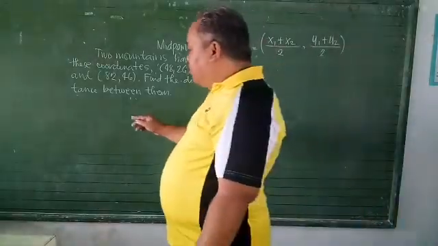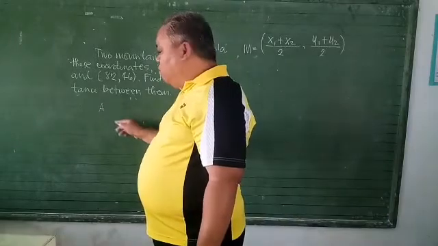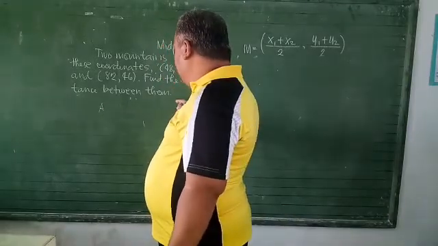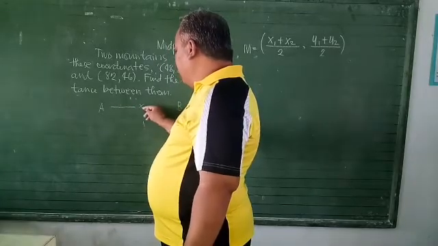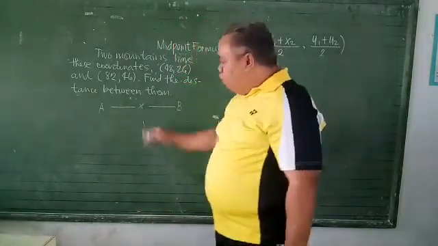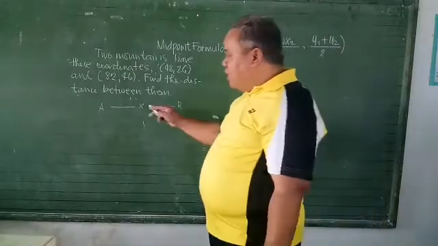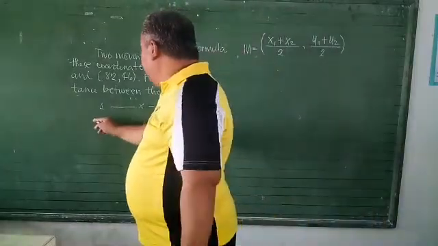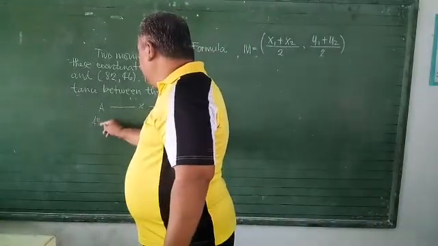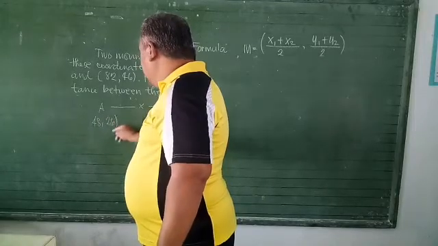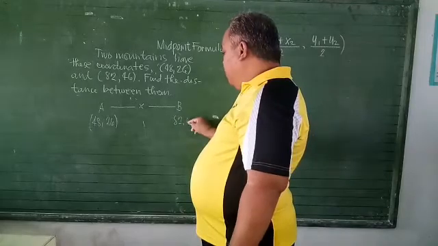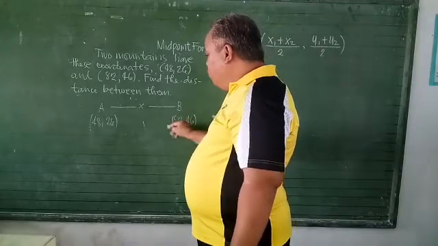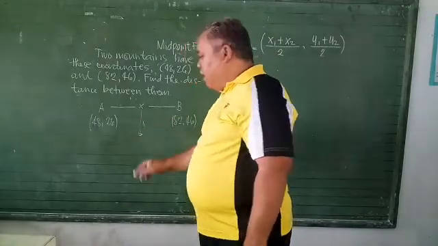So let us illustrate. Let's say this is mountain A, and this is mountain B. So we're going to find the distance between these points. Let us say that's X. Yan, that's yung pinakagitna na hahanapin natin. But let us put down the coordinates of A. That is 48, then 26. And the coordinates of B, that is 82 and 46.